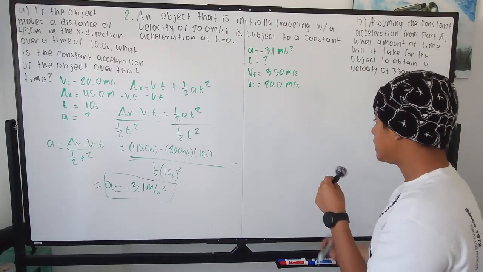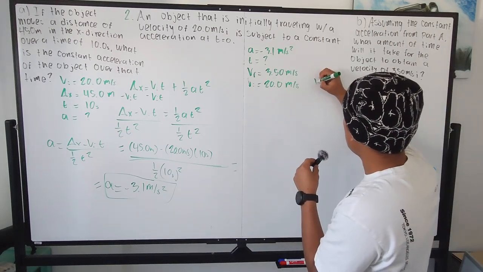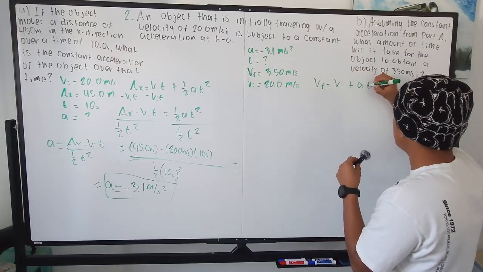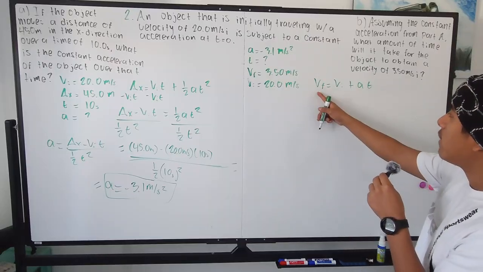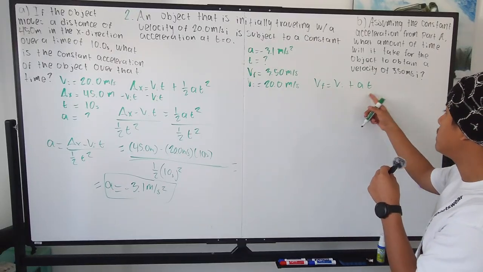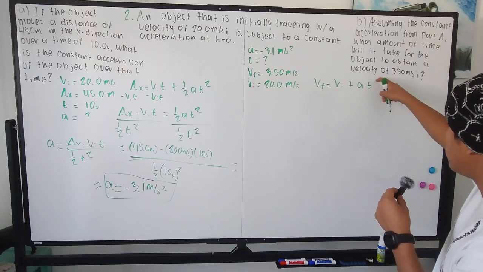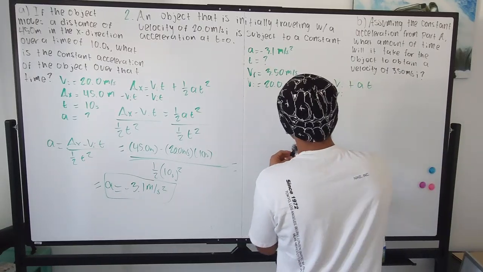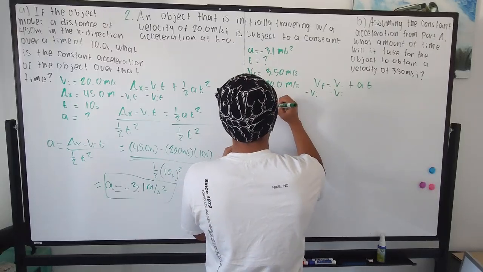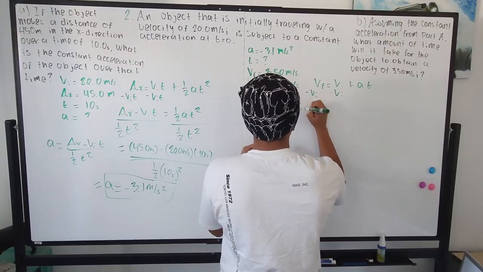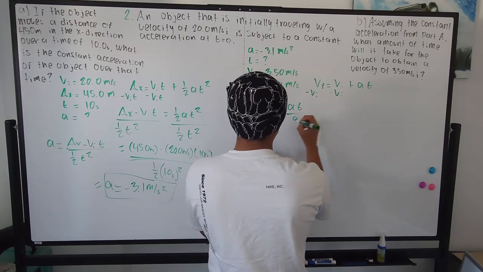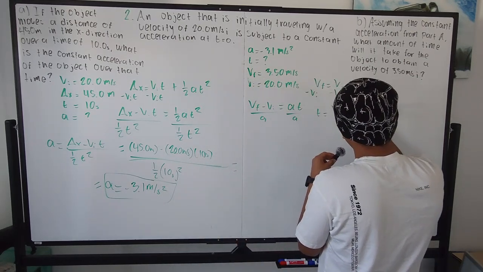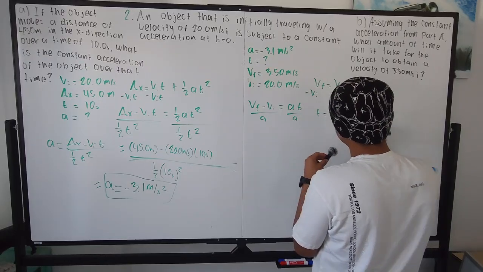For this one, we're going to use the kinematic equation. Velocity final is equal to velocity initial plus acceleration multiplied by time. We have this, we have this, we have this, we don't have this. That's what we're looking for. So let's go ahead and isolate that t. Subtract vi from both sides. Now we have vf minus vi equals at. To isolate t, divide this side by a. Then the time is equal to v final minus v initial all over acceleration.